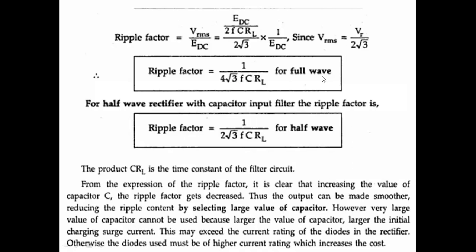For the half wave rectifier, what happens? For the half wave rectifier with the capacitor input filter, it is half of that full wave rectifier value, so the ripple factor becomes 1 by 2 root 3 into F into C into RL. This is the full wave rectifier ripple factor.